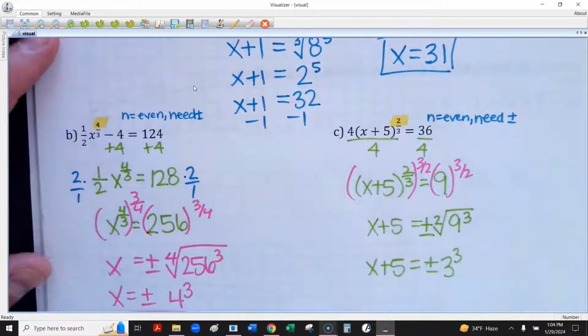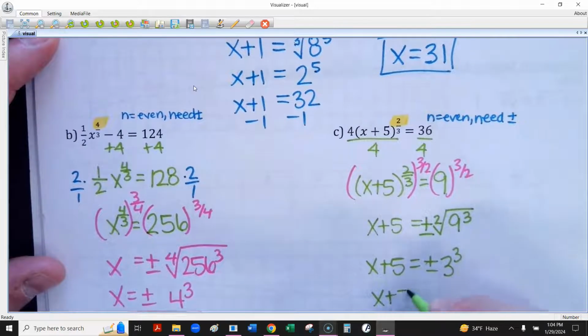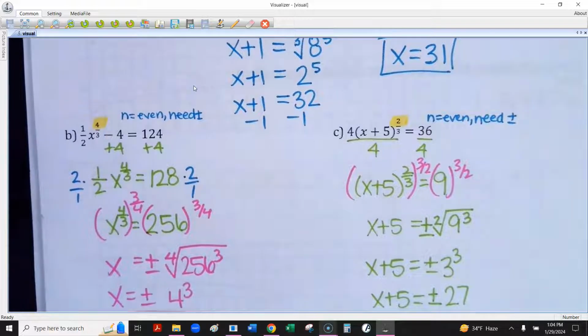Then we're going to take that to the 3rd. So square root being the 3 to the 3rd power, then this is 27. Okay, this is a little tricky.